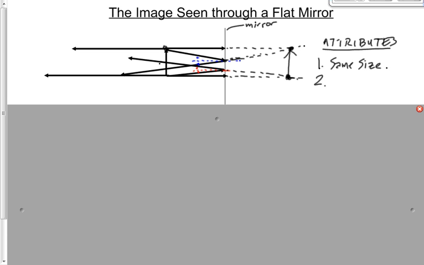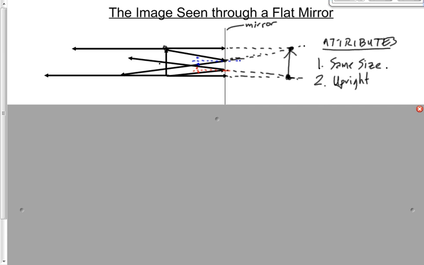Second attribute is based on whether it's right side up or upside down. In this case, it's going to be right side up. We'll call it upright. You're not going to look into the mirror in the morning and see yourself standing on your head in the mirror, unless you're standing on your head in the bathroom, which would be odd. You see yourself the same way as you're standing. It's an upright image.